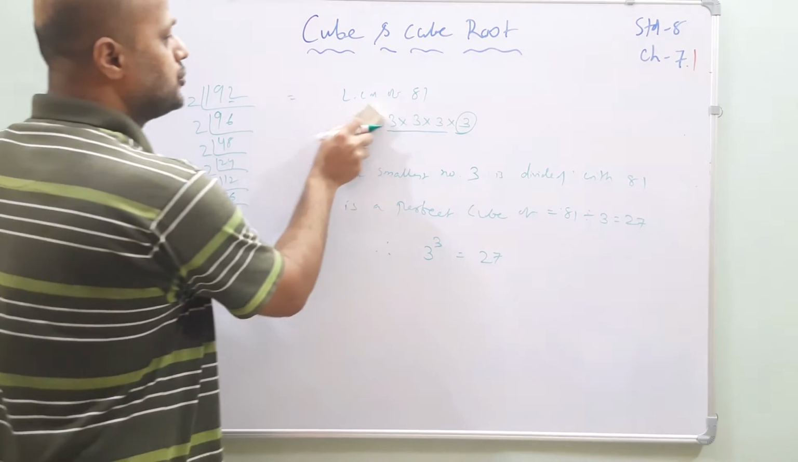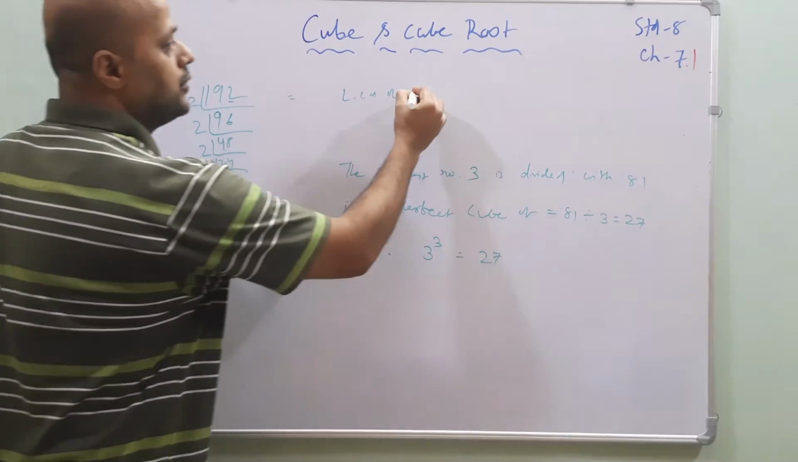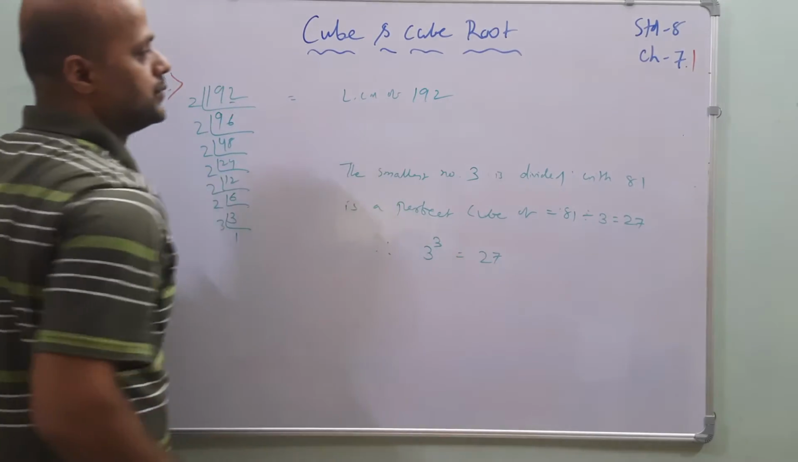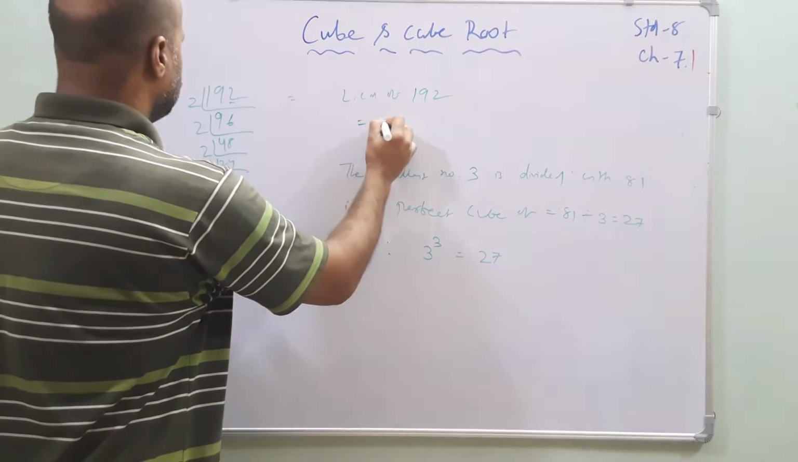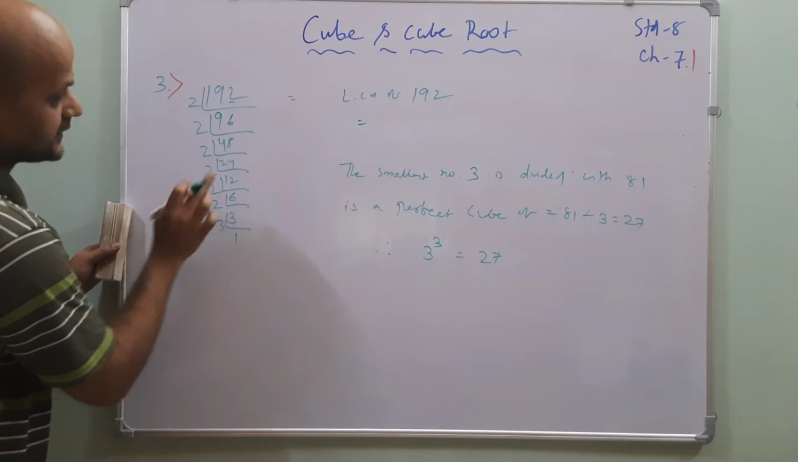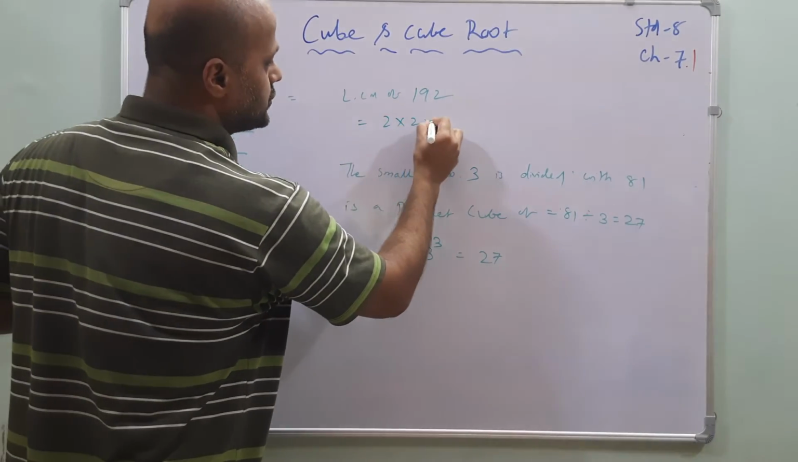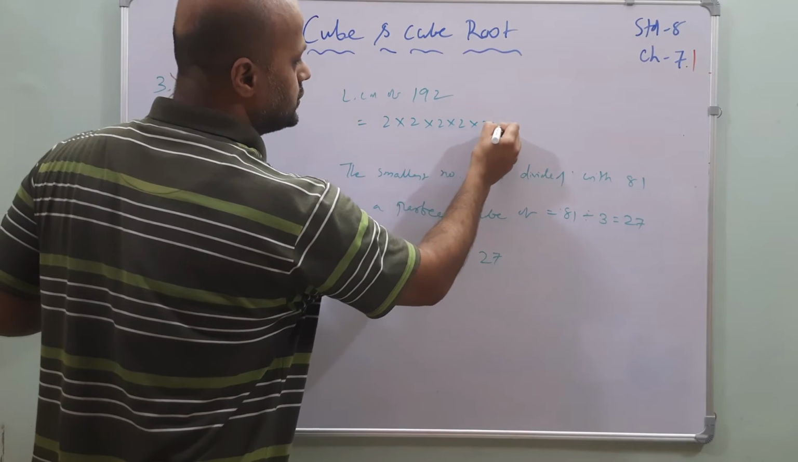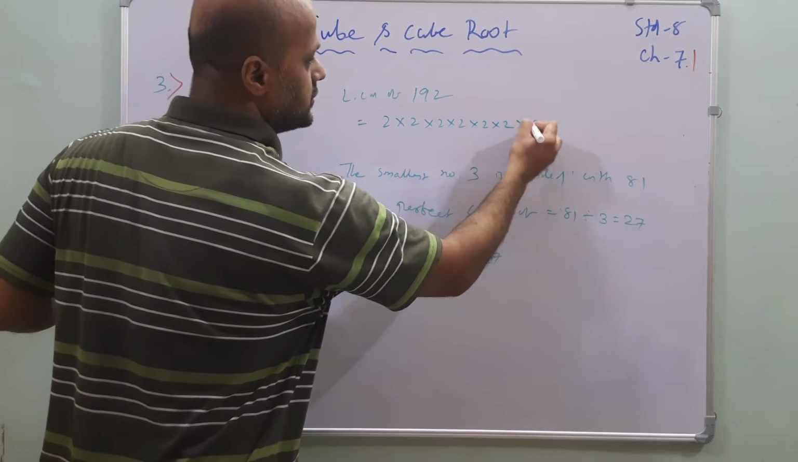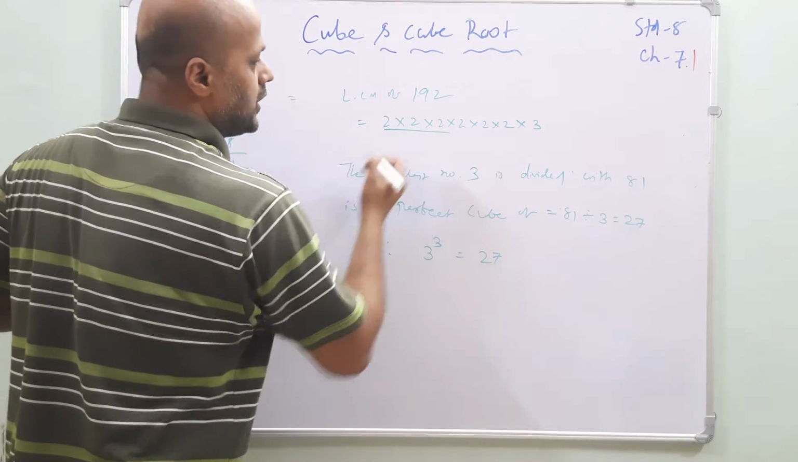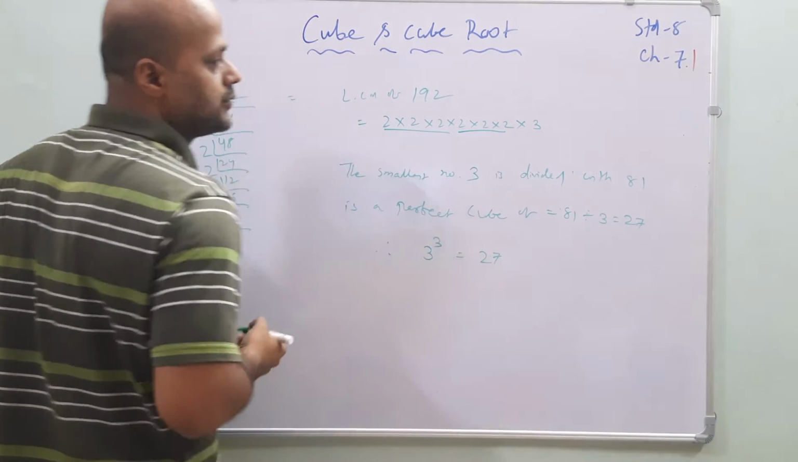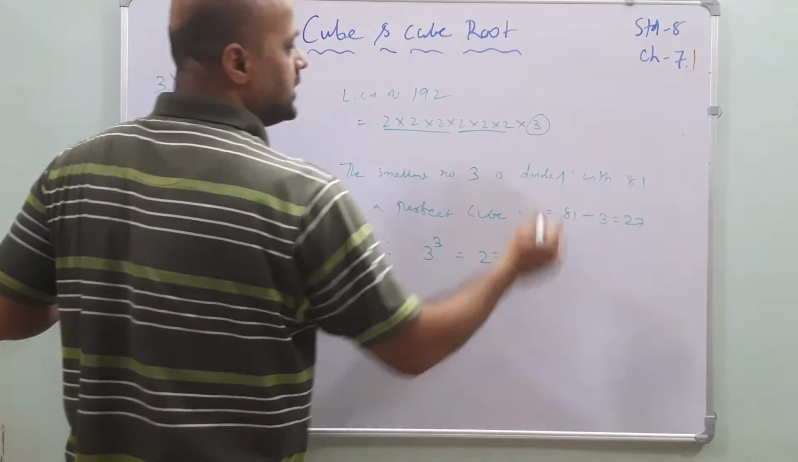So, write the LCM of which one? 192. What are they? It is 1 2 3 4 5 6. 2 into 2 into 2 into 2 into 2 into 2, into 3. Now here one pair of cube is there, one pair of cube is there. Which one is not there? 3 is the odd one.